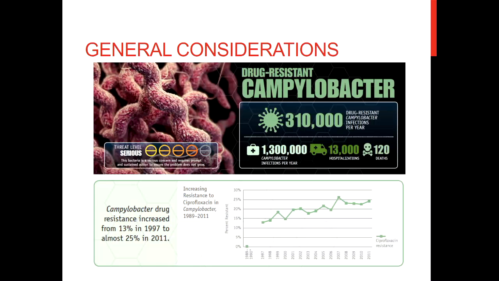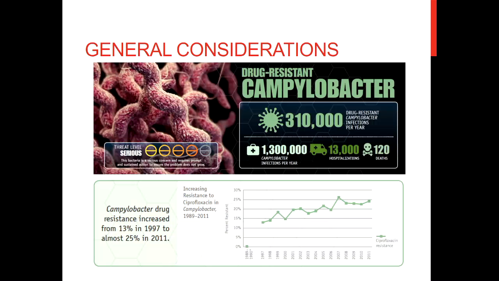And then next, considerations related to human health. Is something that I do to a food-producing animal potentially going to spill over into people? Campylobacter is a huge issue in sheep and goats. And what we know about Campylobacter is ciprofloxacin resistance is on the rise. Between 1997 and 2011, it more than doubled in prevalence.